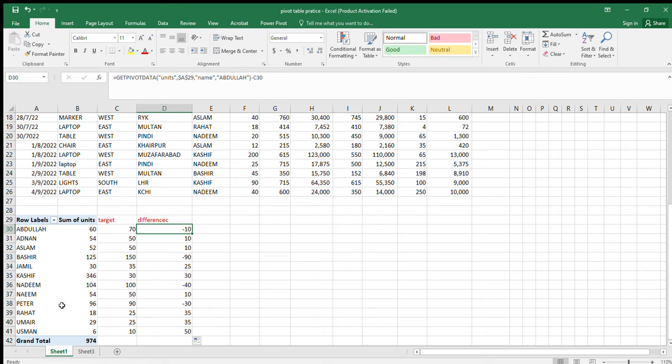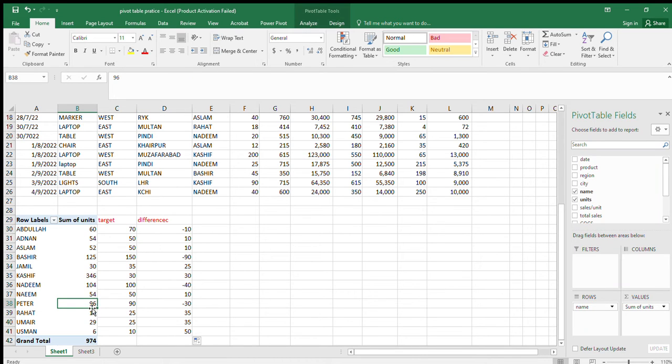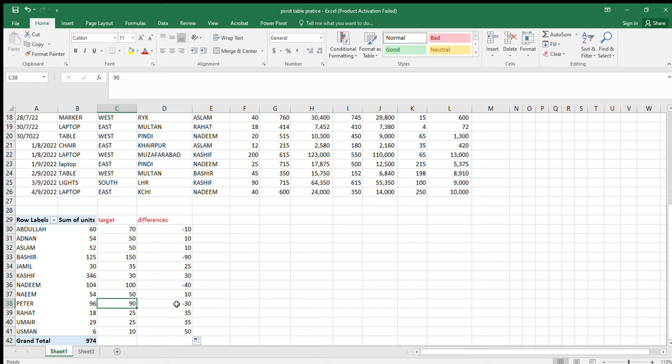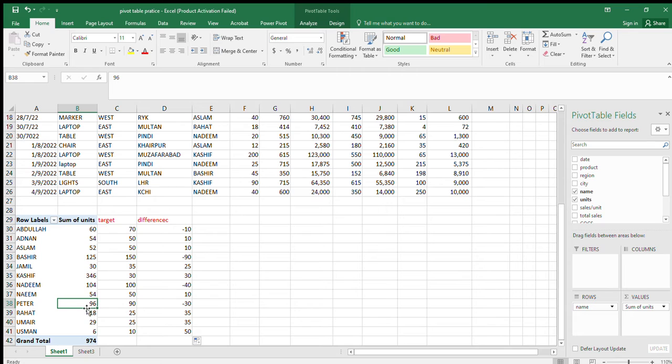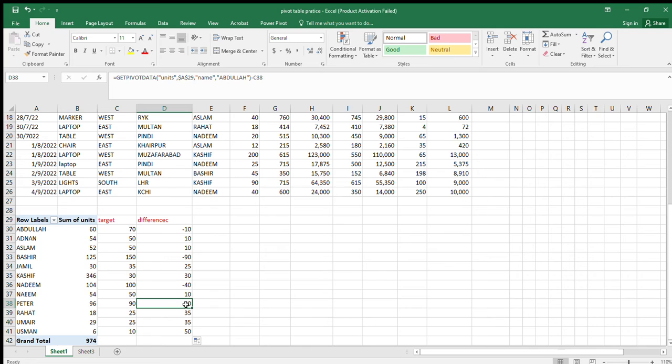And Mr. Peter, he sold 96 units and his target was 90. He is above target. Now let me calculate the formula. This minus this, enter. He has a positive sign. I will have to see whether the formula is working well.